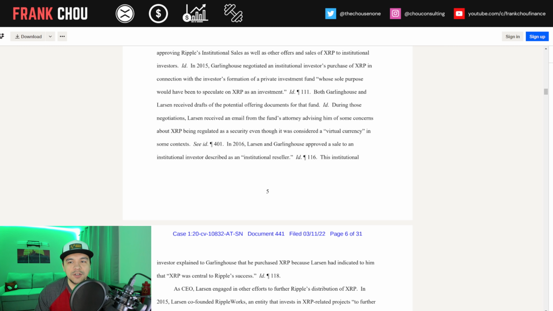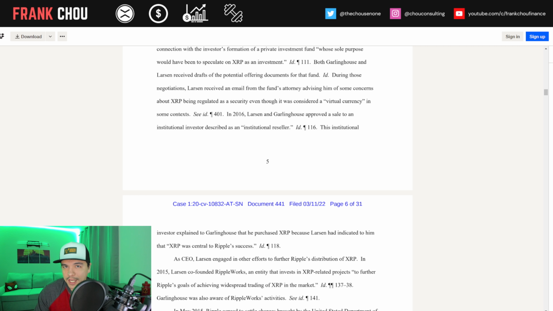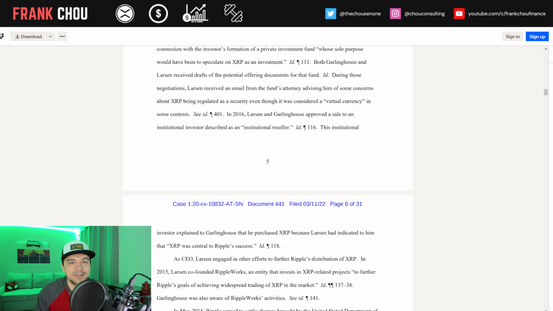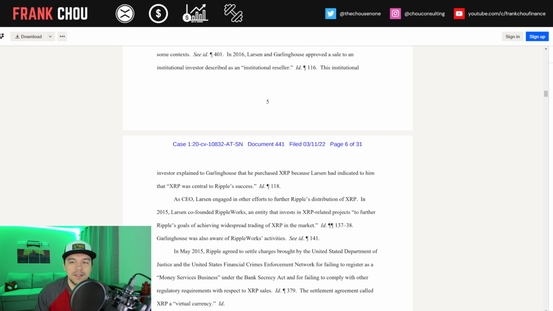In 2015, Garlinghouse negotiated an institutional investor's purchase of XRP in connection with the investor's formation of a private investment fund whose sole purpose would have been to speculate on XRP as an investment. Both Garlinghouse and Larsen received drafts of the potential offering documents for that fund. During those negotiations, Larsen received an email from the fund's attorney advising him of some concerns about XRP being regulated as a security, even though it was considered a virtual currency in some contexts.